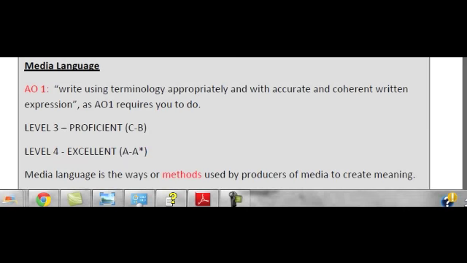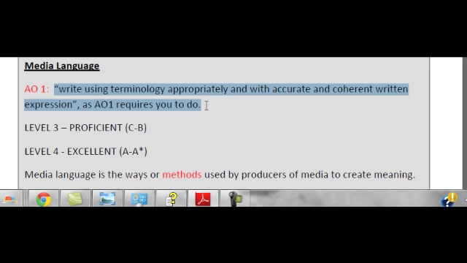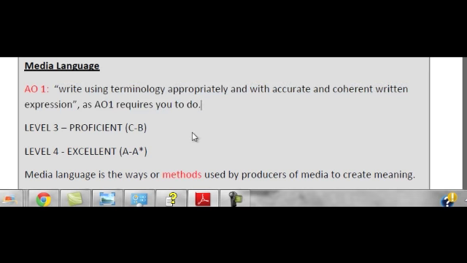Media language is a term which frequently confuses students, but if you're able to get your head around the concept at an early stage, it won't simply make your A-level studies considerably less perplexing. It will mean that you'll be able to, as the OCR specification requires, and I'm quoting from Assessment Objective 1 here, write using terminology appropriately and with accurate and coherent written expression. The ability to discuss media language fluently is what will push you from the merely proficient into excellent. And that's the difference between C's and B's and A's and A stars.